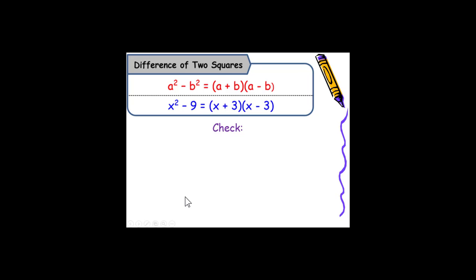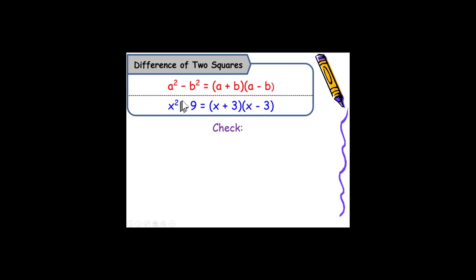The third and final part of this lesson is to factor a special case called the difference of two squares. Difference, which means subtraction, and we have two perfect squares, a squared and b squared, is factored to the quantity a plus b times the quantity a minus b. Let's take a look at the example.